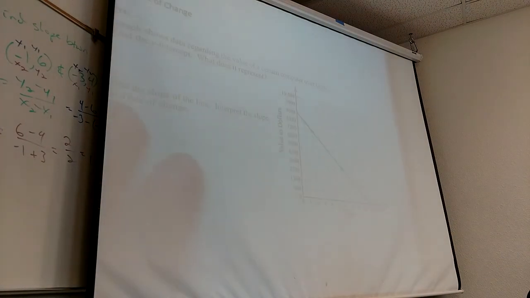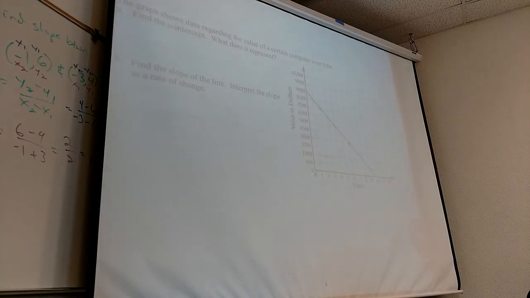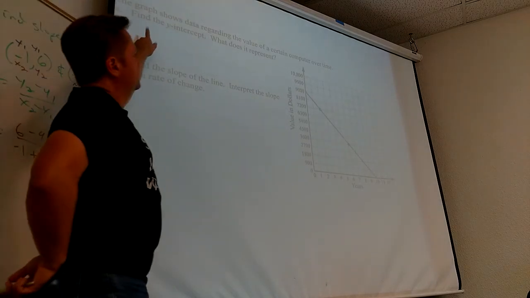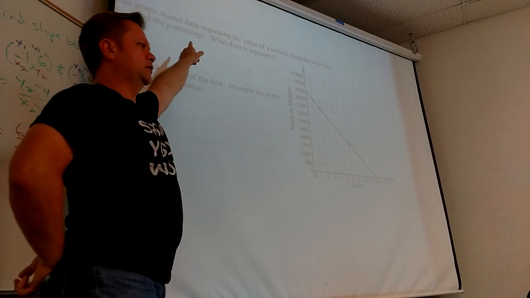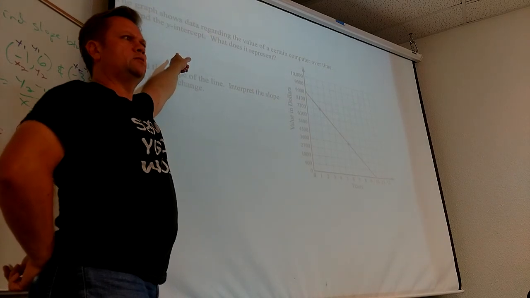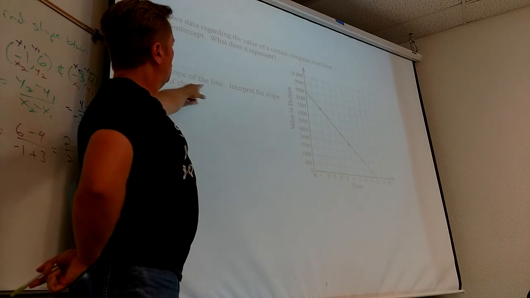All right, here's the next level of this. We're bringing some units in here. Do this. Find the y-intercept. What does y-intercept mean? Where it hits the y-axis. It's a good name. And then find the slope of the line.